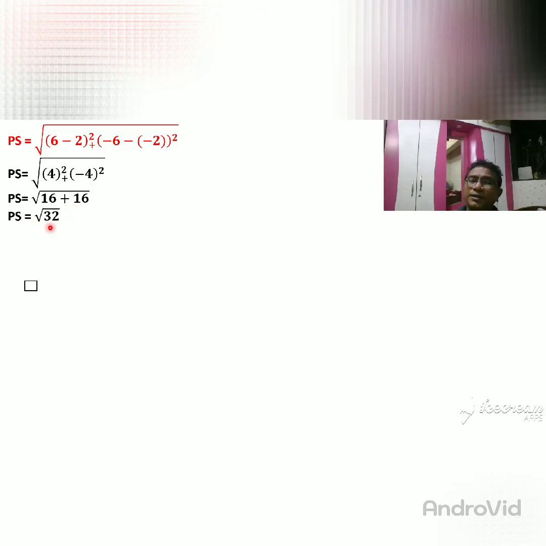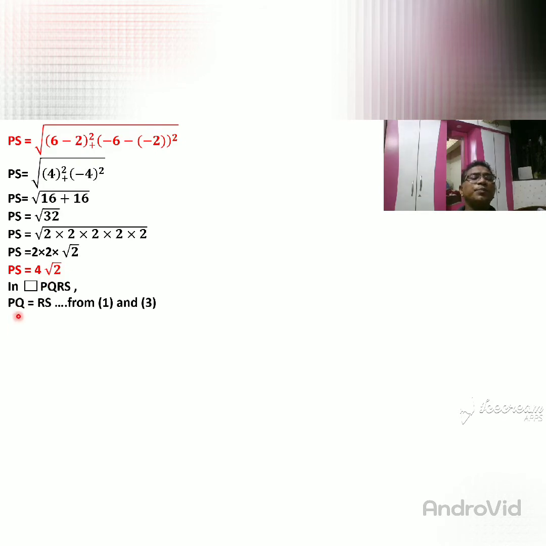So we have factorized the 32 in such a way that one number's square root must be 8. So 16 2s are 32. So 2 2s are 4, 4 2s are 8, 8 2s are 16, 16 2s are 32. The square root of 16 is 4. So we are getting 4 root 2. So distance PS is equal to 4 root 2. So PS is 4 root 2, QR is 4 root 2. So these distances are congruent.